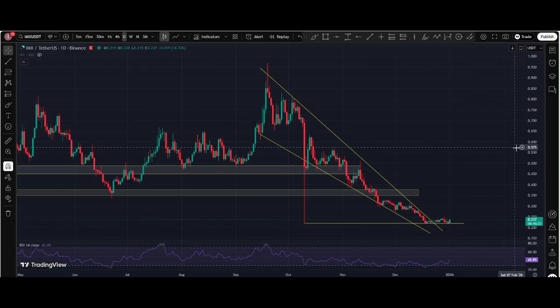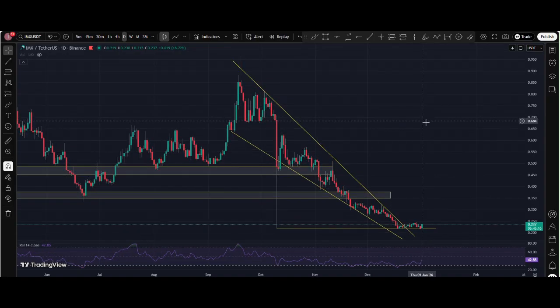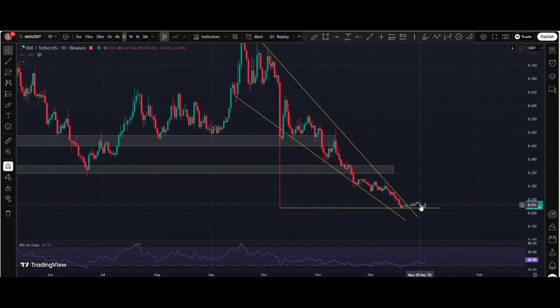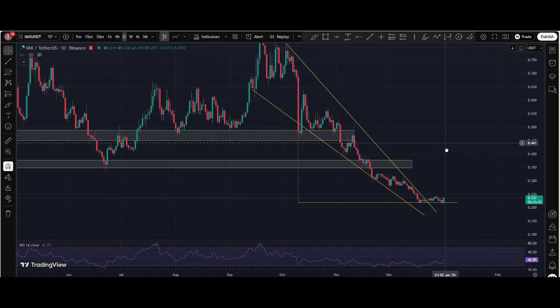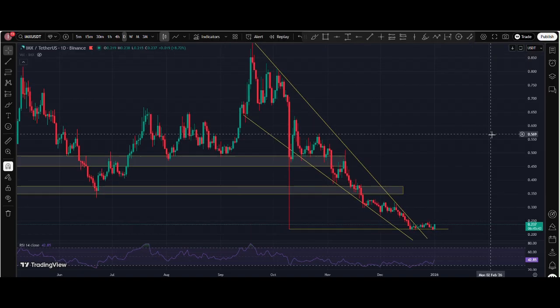Now there is a falling wedge pattern, and it has now broken this falling wedge pattern and created a strong bullish engulfing candlestick pattern in this area. We can consider another trade in the IMX USDT chart. Maybe this is a good trading opportunity. This will be a good trading opportunity.